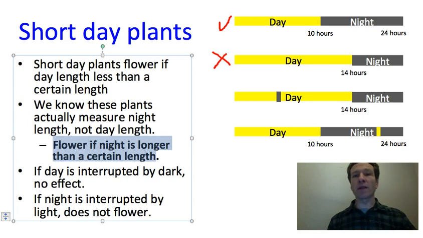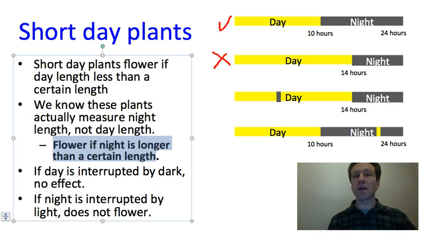The way that we know that plants measure nighttime rather than daytime is by doing experiments where we interrupt day by shading the plant for some period of darkness, or we interrupt night by exposing the plant to some short period of light in the middle of the night. Let's start by talking about what happens when we interrupt daytime with a period of darkness. So in this case, maybe the plant gets about, let's say 6 hours of daytime, then we interrupt it with 20 minutes of dark, and then it gets almost another 8 hours of light.